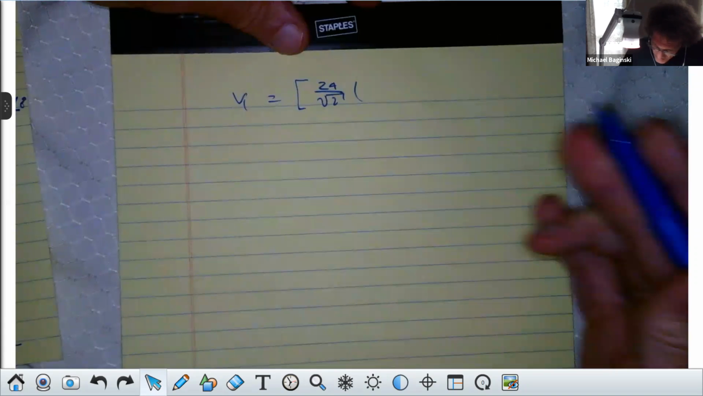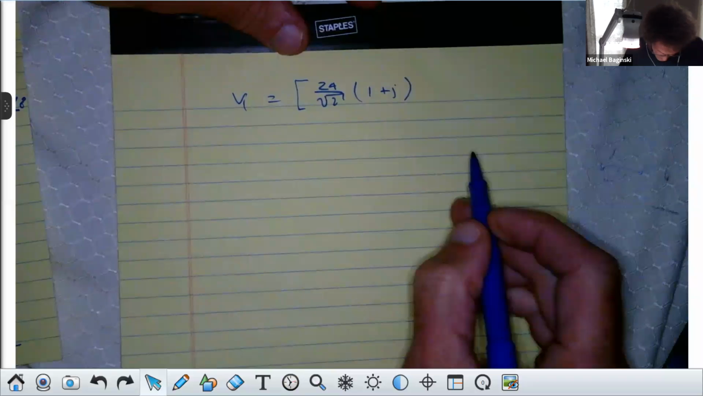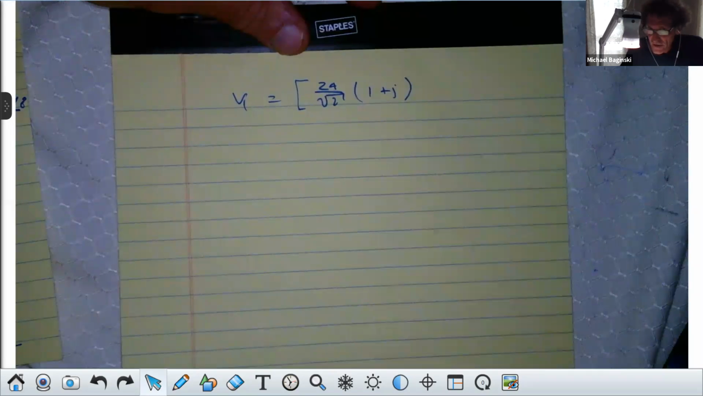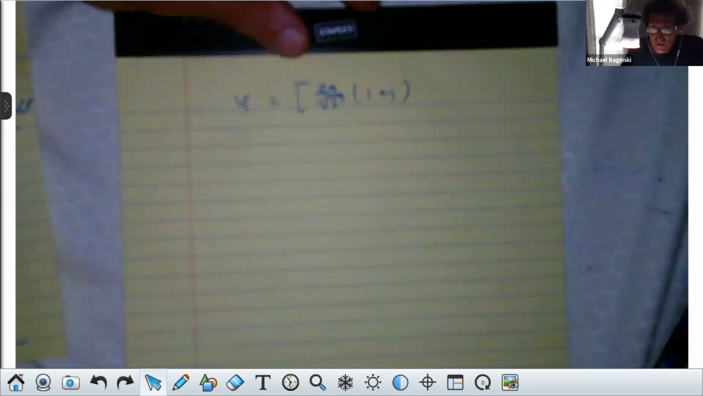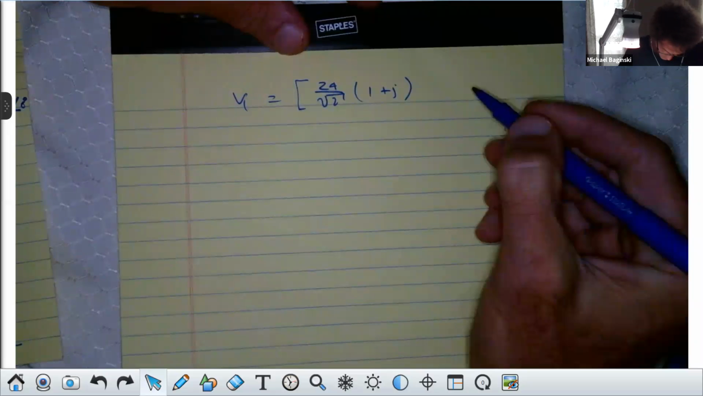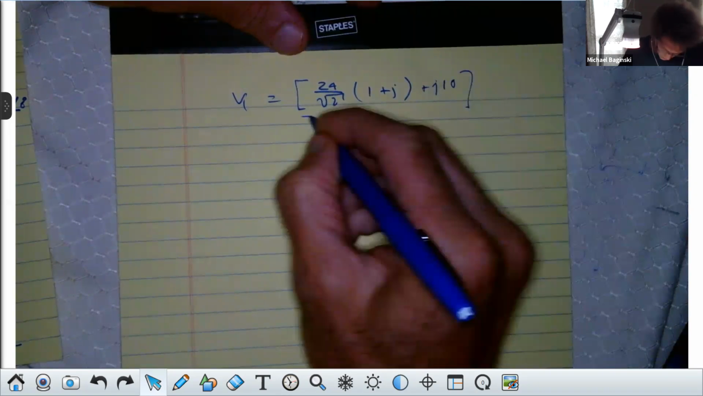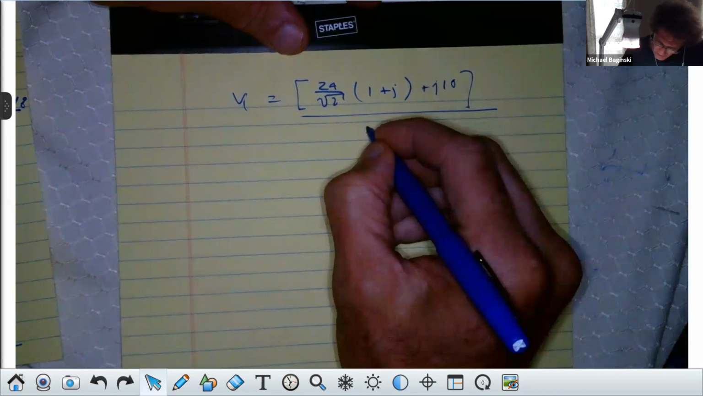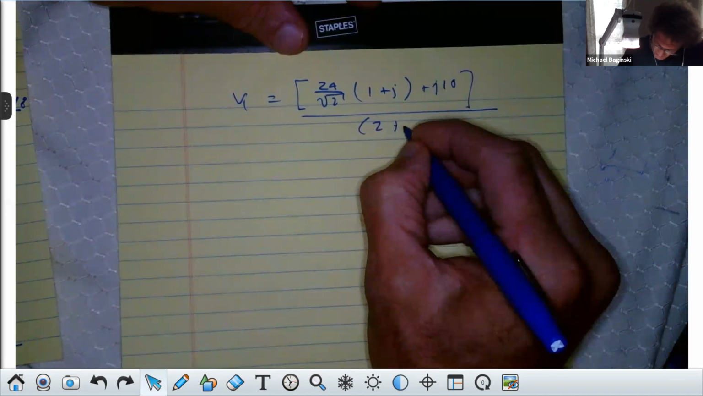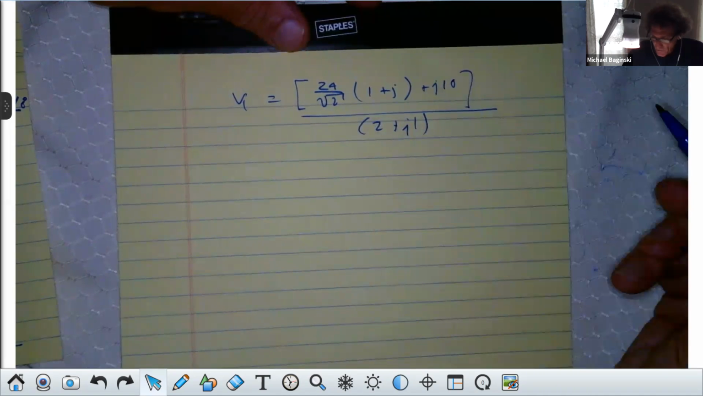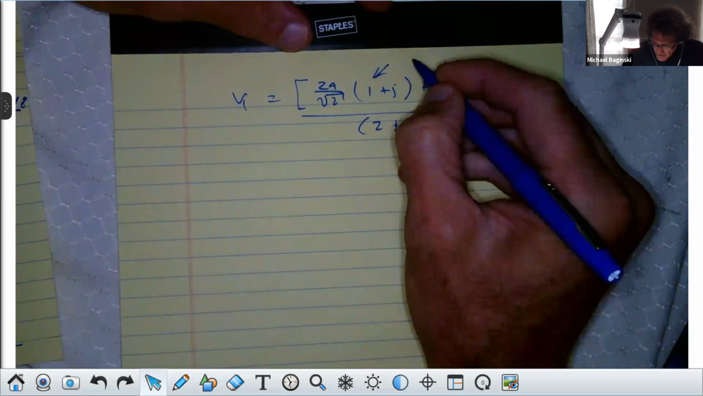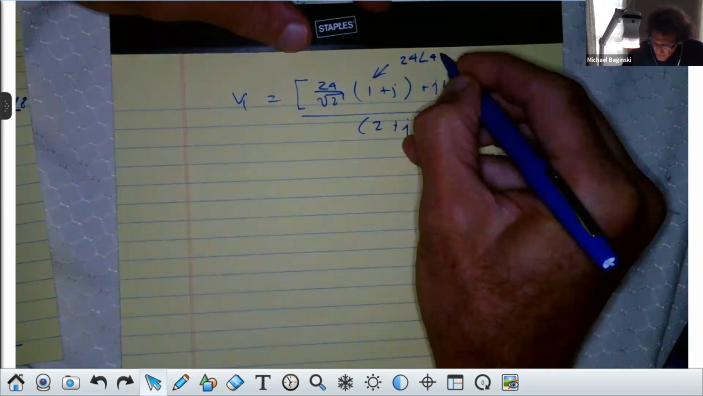And 1 plus j. I know that when I have 1 at an angle of 45 degrees, that's really 1 over the square root of 2 plus 1 over square root of 2 times j. I know that for a fact. Plus j10 all over 2 plus j1. Here I'm going to say one thing. I know this was actually 24 at an angle of 45 degrees, right?